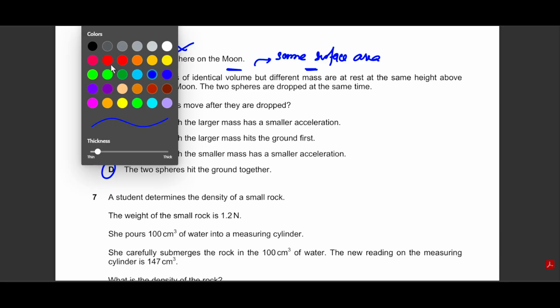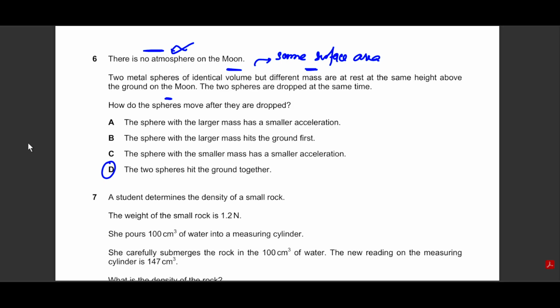If you throw two objects of different masses, for example, a brick or a feather, in the absence of air, they will fall together at the same time. The reason they fall differently on Earth is because we have atmosphere, we have surface areas, we have drags. They are different for different objects based on their shapes.